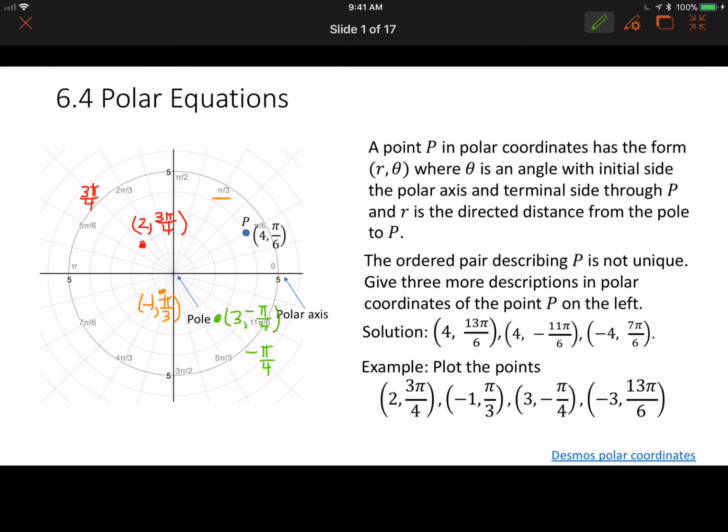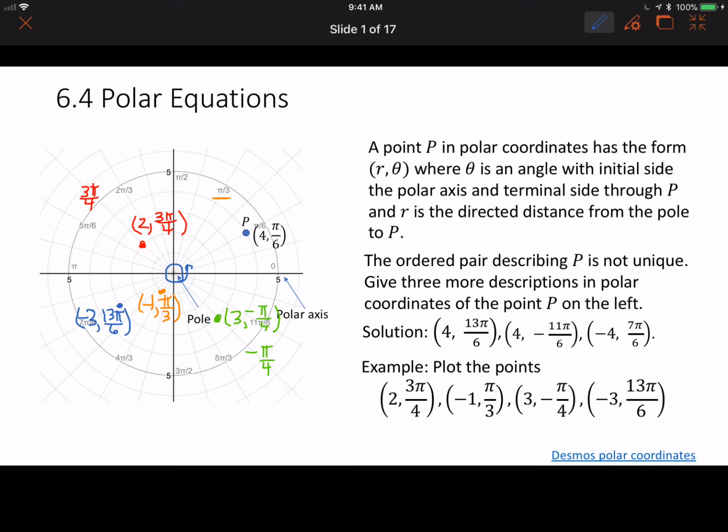And finally, we want to draw -3, 13 pi over 6. So 13 pi over 6 is coterminal with pi over 6. And I want to move -3, so I'm going to go down into quadrant 3 again. And 3 units. So here we go. -3, 13 pi over 6.